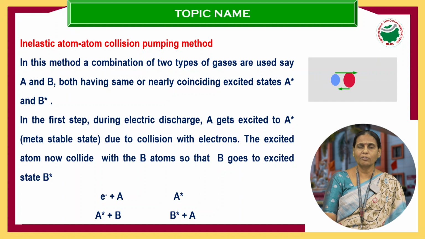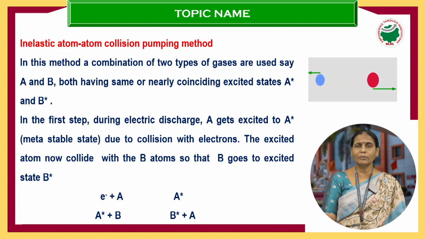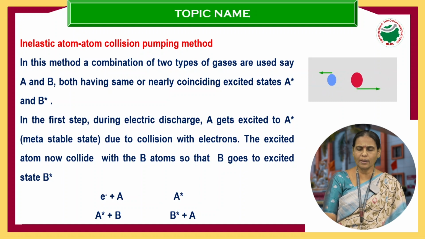Next comes inelastic atom-atom collision pumping. Inelastic, we are not taking elastic materials. That means once they move away from their original state, they may or may not come back to it. Such materials we call inelastic materials. In this method, a combination of two types of gases is used, say A and B, both having the same or nearly the same energy, which we call the excited states A star and B star. In the first step, during the electric discharge, what is a discharge? Like in functions, you will see smoke released. Here also the discharge will be in the form of smoke.